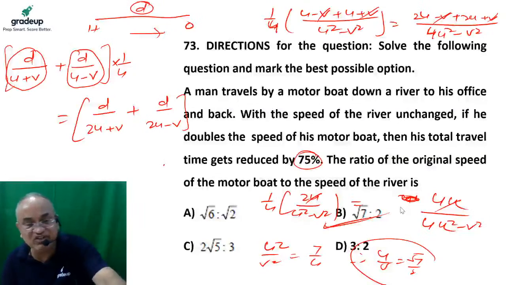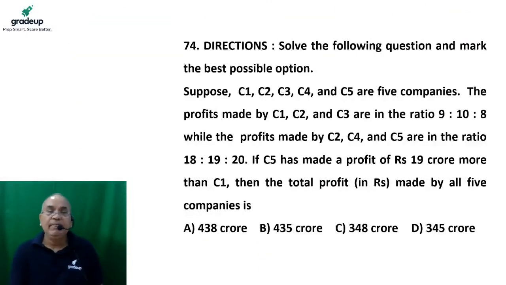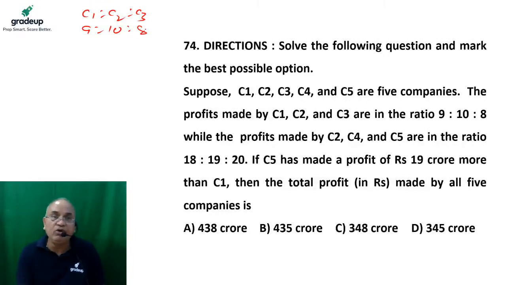Okay, so move to the next question. It is given that C1, C2, C3, C4, C5 are the companies. The profit made by C1 to C2 to C3 is 9 is to 10 is to 8. And the ratio of the profit made by the companies C2, C4 and C5 is 18 is to 19 is to 20.